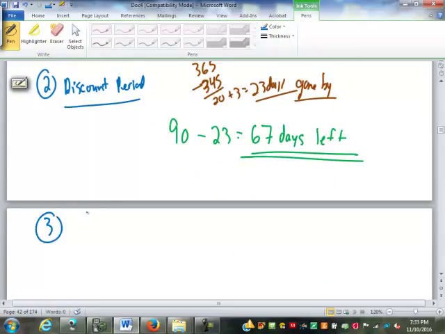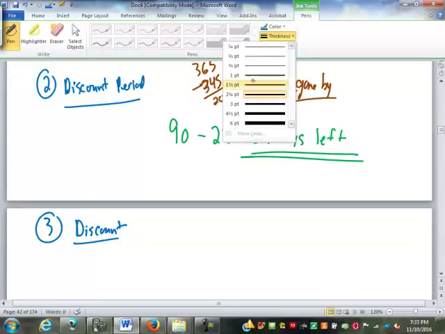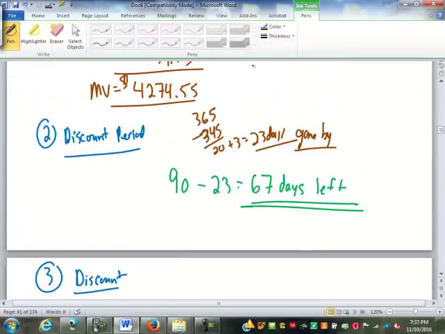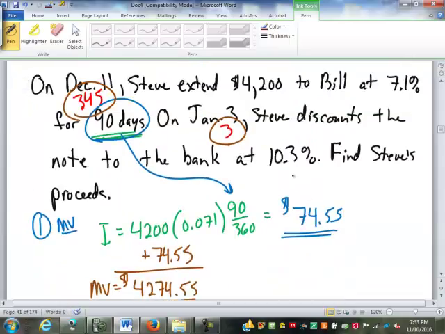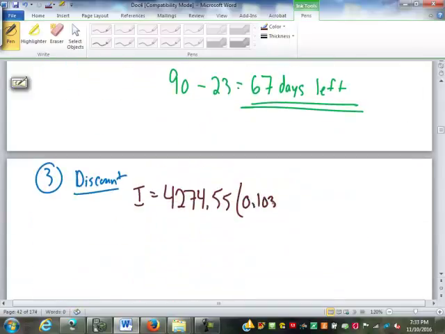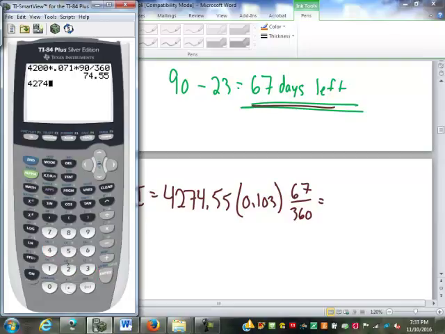So number 3, bank discount. So the bank discount goes off of this amount, 4,274.55, at their discount rate, which was 10.3%. So 0.103 for the discount period, which is 67 days. $4,274.55 times 0.103 times 67 divided by 360. $81.94.